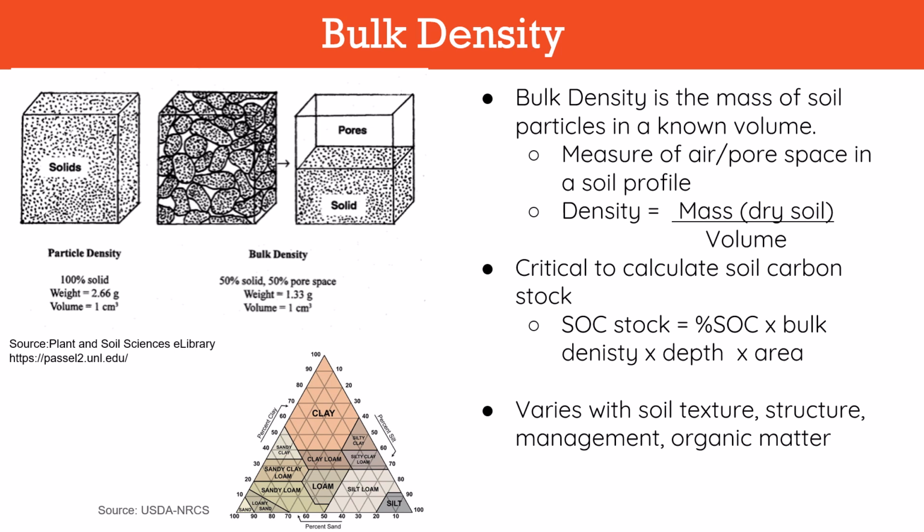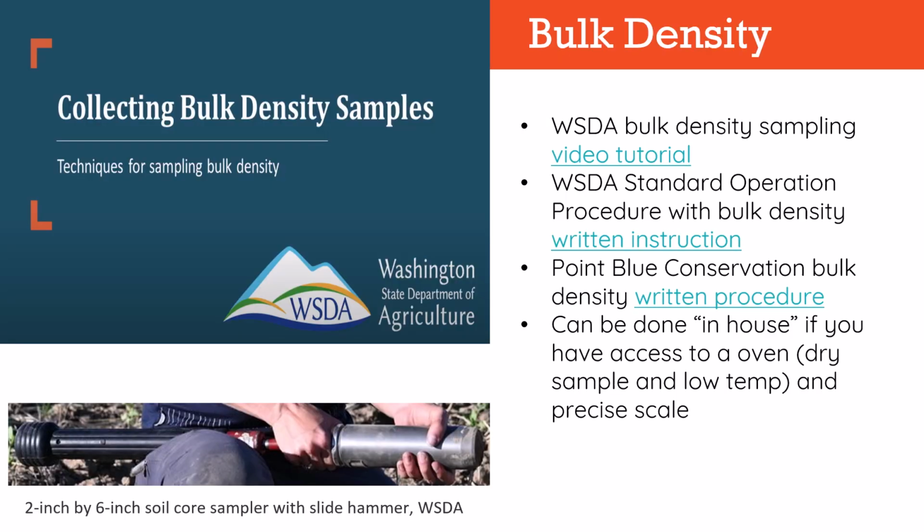Different soils have their own inherent ability to store carbon depending on their mineralogy. Bulk density is also a way to measure the compaction of a soil. Soils with a lower bulk density have more pore space and aeration. We've briefly discussed what bulk density is and why it is needed for carbon planning.